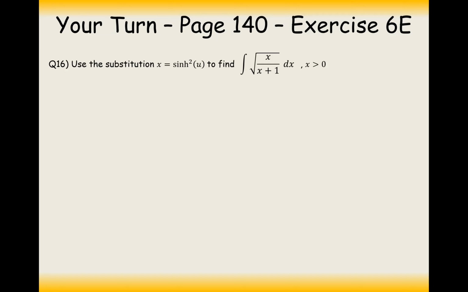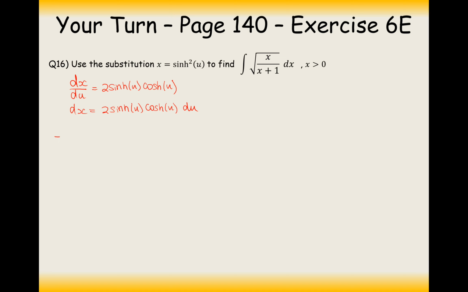Okay, so in this question it suggests we use the substitution x equals sinh squared u for this integral. So let's go ahead and do that. Before we do that, however, it's probably a good idea to work out what dx is going to be substituted with. So dx by du is going to be equal to 2 sinh u cosh u. So dx is going to be substituted with 2 sinh u cosh u times du.